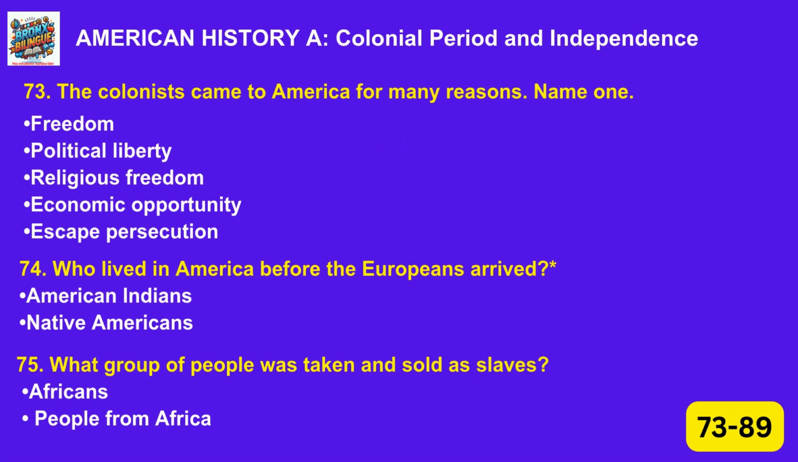American history. A. Colonial period and independence. 73. The colonists came to America for many reasons. Name one. Freedom, political liberty, religious freedom, economic opportunity, escape persecution. 74. Who lived in America before the Europeans arrived?